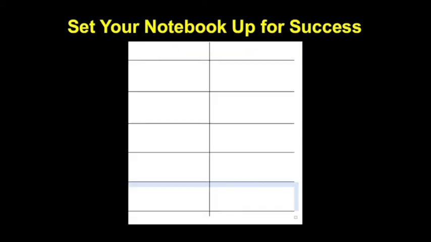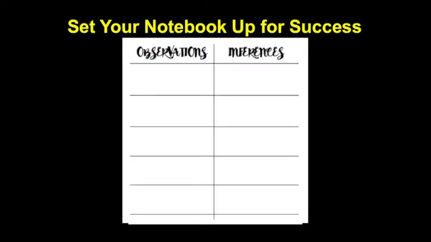Before examining the visual source, set up your notebook. Make 2 columns by drawing a line down the center of the page. Next, draw a series of horizontal lines across the page to create rows. At the top of the first column, write the word observations, and to its right, inferences. Pause this video if you need more time to do this.